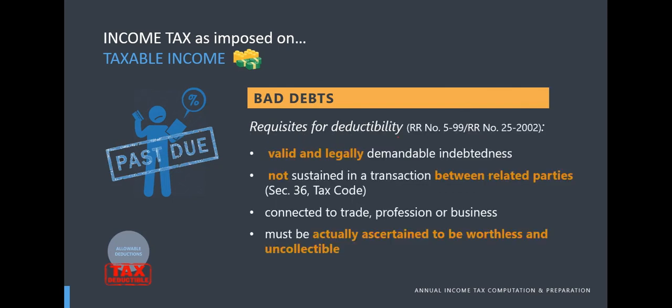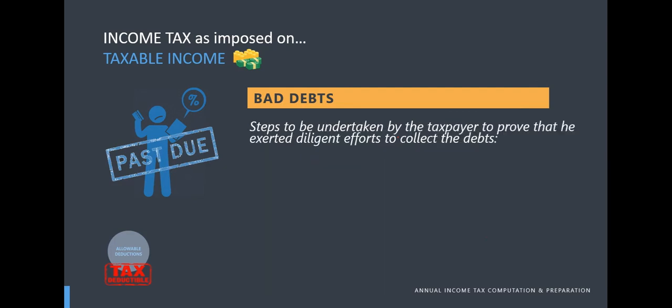Allowance for bad debts is not considered a deduction from taxable income since allowance for bad debts is just a mere estimate. So for bad debts to be written off, the amounts must be actually ascertained, or actually determined or exact. There are steps to be undertaken by the taxpayer to prove that he exerted diligent efforts to collect the debts.